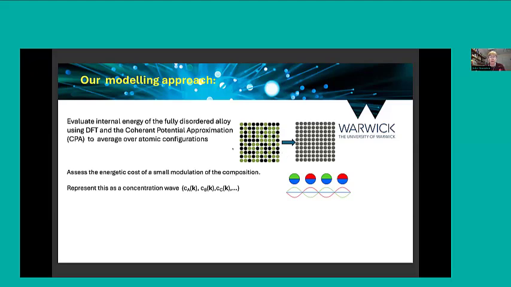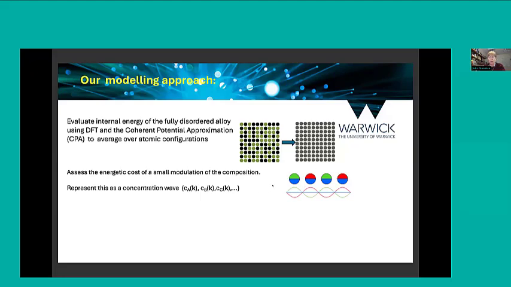through the disordered alloy. So with that description, we then take the next step and look at the cost in energy terms of a small modulation of the composition. So a small disruption of the uniform, homogeneous concentration profile through the solid solution. And we represent this in terms of a concentration wave. Again, the theory behind this dates back some years, but it's a very effective and economic way of labeling these sorts of modulations. And there's a nice little cartoon to indicate how it works.